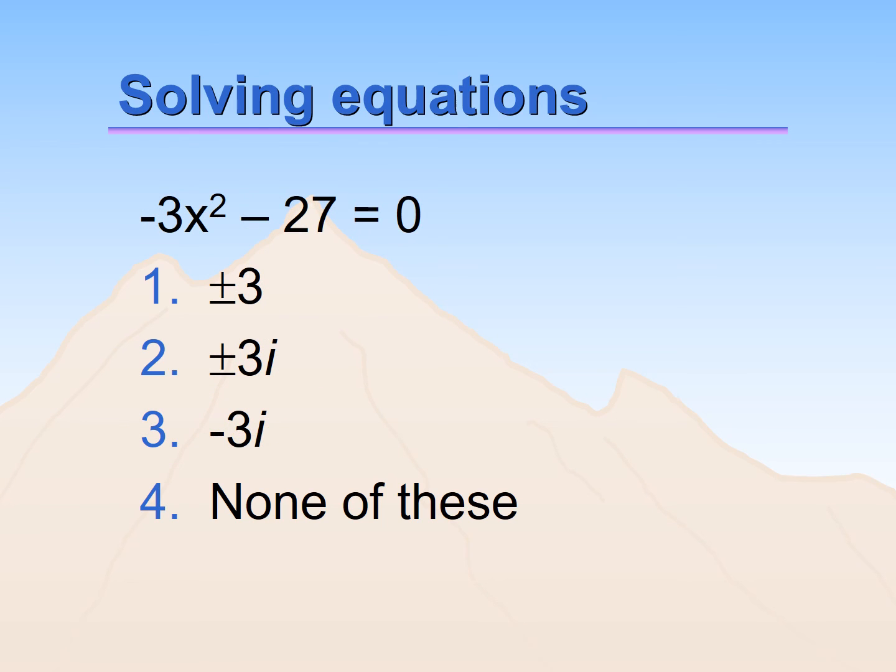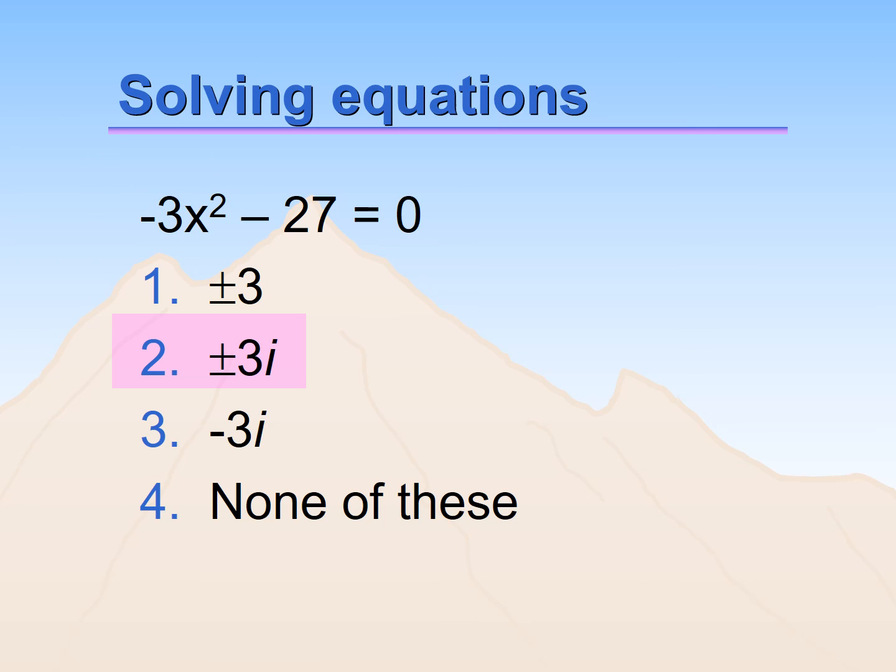Okay, let's go ahead and try this one. So this was a multiple step problem. The first thing you had to do was add 27 to both sides to get rid of the minus 27. So you would have had negative 3x squared equals 27. Then you would have divided both sides by negative 3.